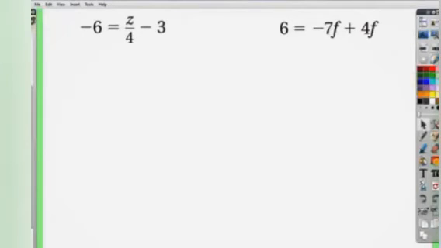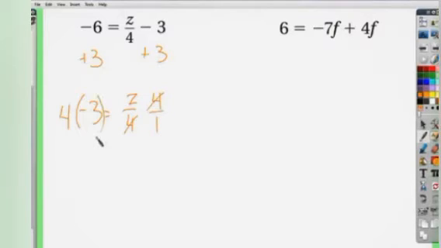Okay, so we're on to number 4, I believe it is. Negative 6 equals z over 4 minus 3. What do you think is helpful next? You would plus 3. Plus 3, yeah. And then plus 3 on the other side. Negative 3 equals z over 4. And then you'd multiply by 4 on both sides. You got it. So you can see z is negative 12.